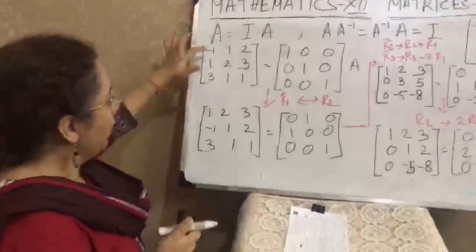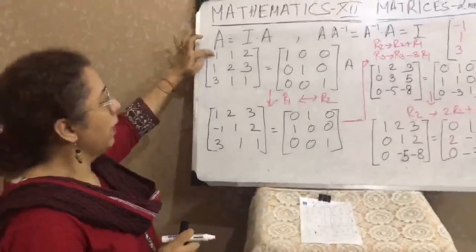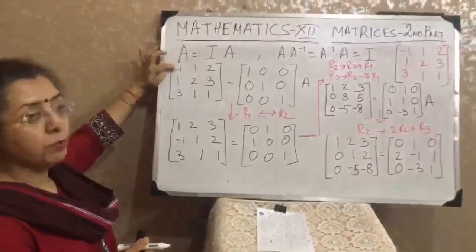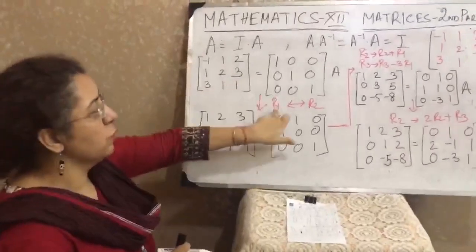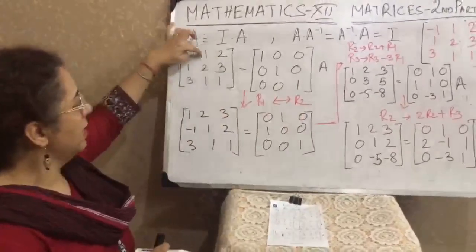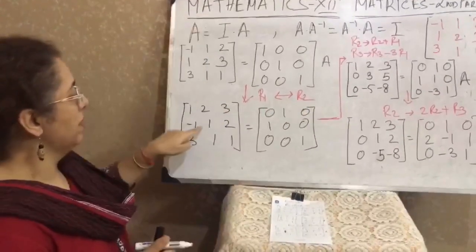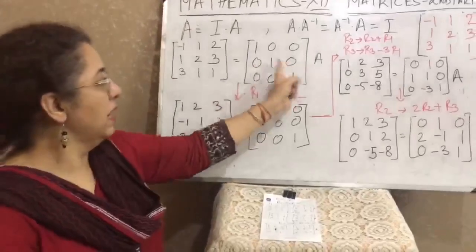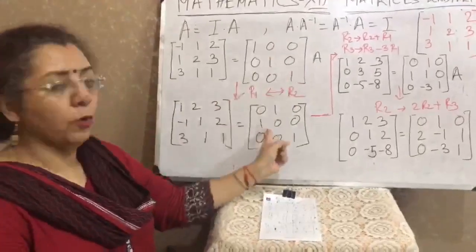So if I want to convert into I matrix, this should be 1. So I should bring this one here, it will be easier for me. So we can interchange the rows. R1 and R2 we have interchanged in both the sides. So 1, 2, 3 has gone in the first case and this row has come in the second. Same for here. This has gone above and this has come below.